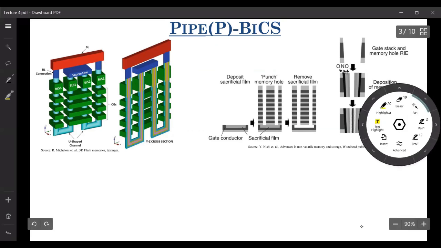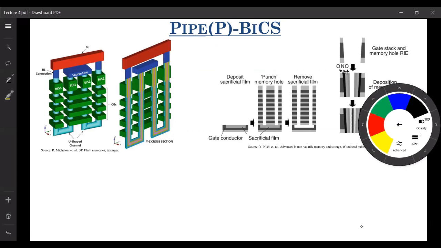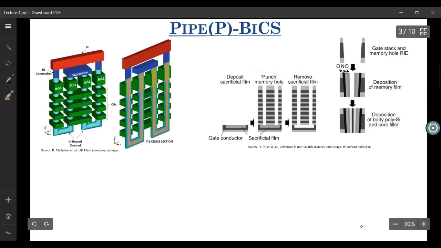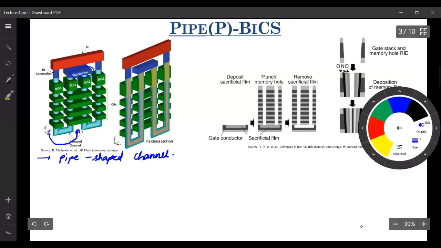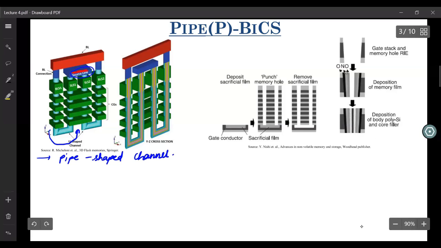So what Toshiba came up with was the P-BiCS. Instead of having a vertical channel, they turned it like this and then took it back towards the top, so they made a pipe-shaped channel. And they also started taking the source line contacts on the top. So let me just highlight that. The source line contact was also taken at the top, along with the bit line contact. So this was the innovation.